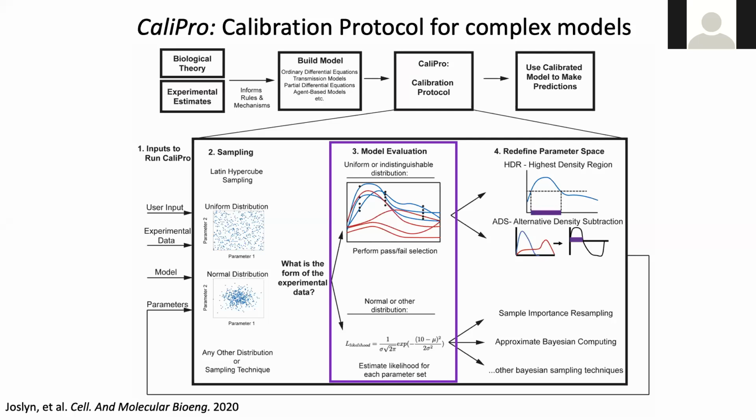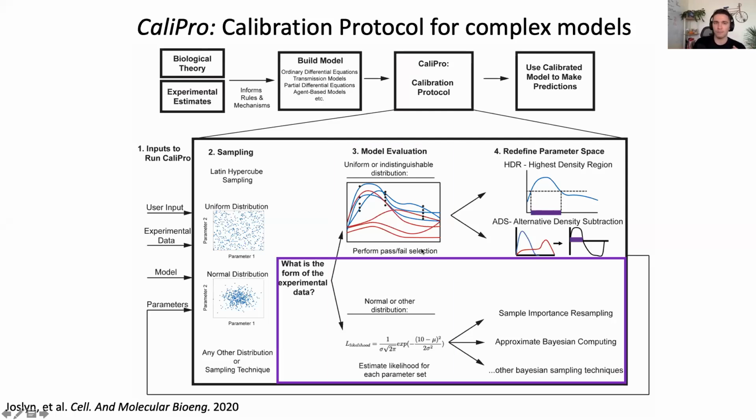Okay, so once you've sampled parameter space, you're then going to move on within CaliPro, the calibration protocol, to the step that is running the model and evaluating how well the model runs within this parameter space match up to your experimental data. But prior to doing that, I'd like to talk really briefly about an important question that every modeler should be asking themselves when evaluating a model, which is, what is the form of my experimental data?